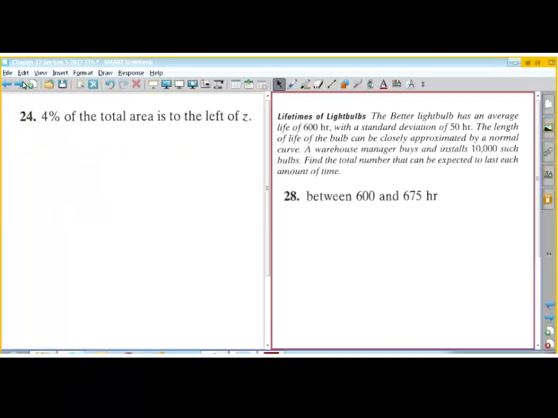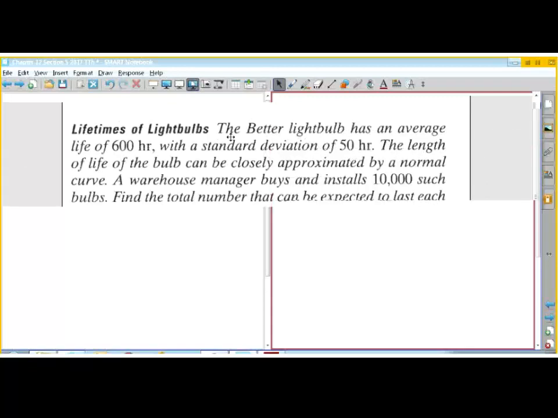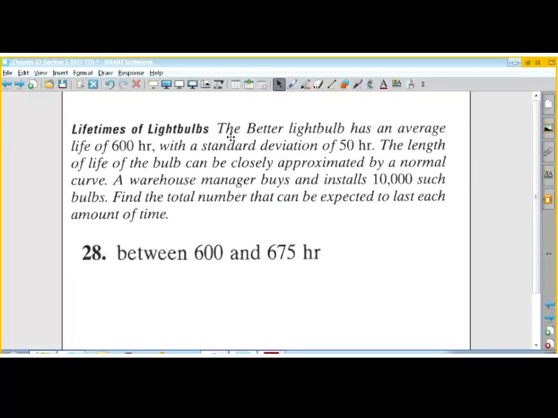Okay, so the next thing we're going to do, I'm going to skip ahead a little bit. We'll come back to these in just a second, but I just wanted to show you how you might use this information if you actually were working in a quality control job. So this is problem 28, and there are some more, 29 and 30.